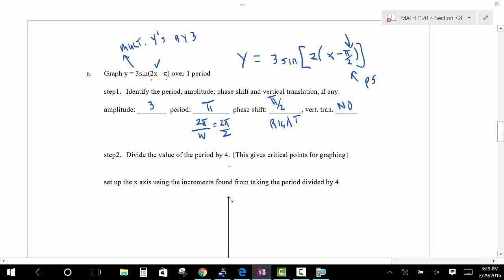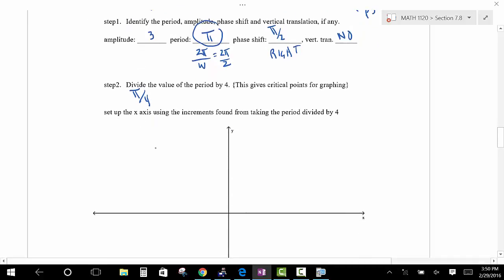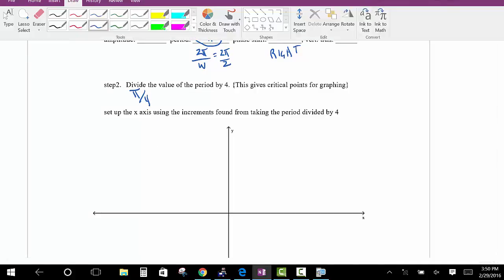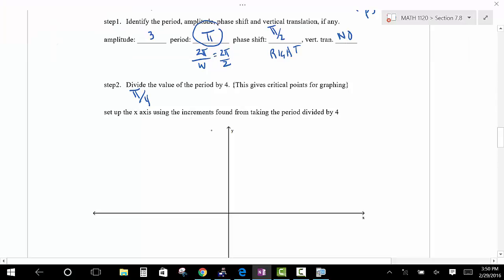Now, the next thing you always do is to figure out how to break up your x-axis. You take the period, which is pi, and you divide it by 4. What that's going to tell us is how to break up the x-axis in an intelligent way to make this problem as simple as possible. So go ahead and just start getting your x-axis put together.